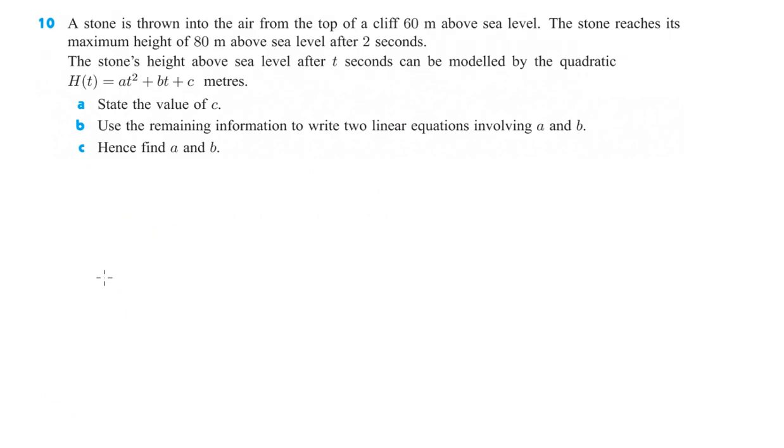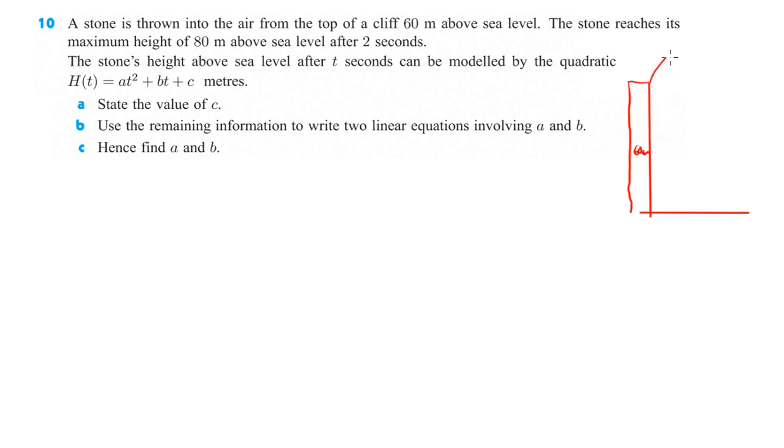Okay, and then number 10 here, a stone is thrown up in the air from the top of a cliff 60 meters above sea level. Stone reaches max height of 80 meters above sea level after 2 seconds. Okay, so let's draw ourselves a picture here. Let's make this our cliff. So we know that this is 60 meters tall, 60 meters.